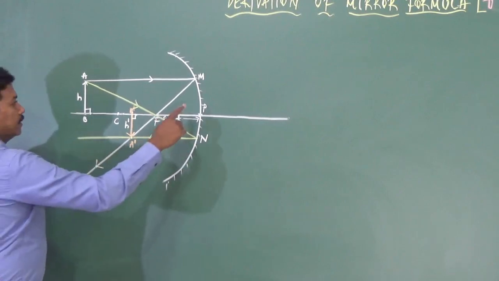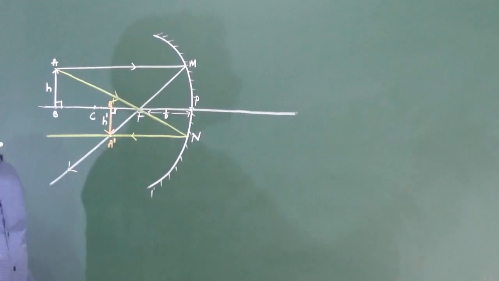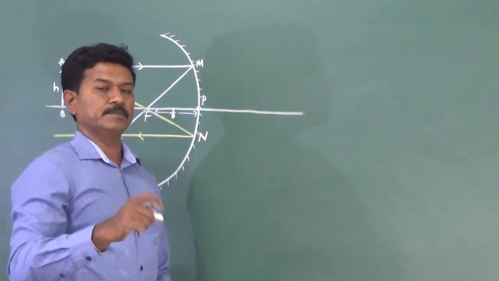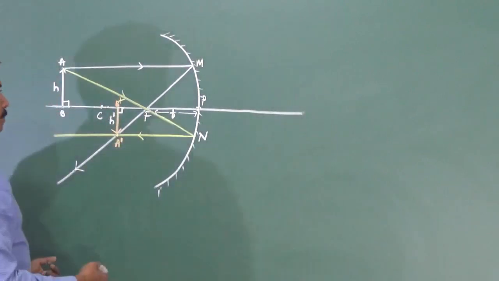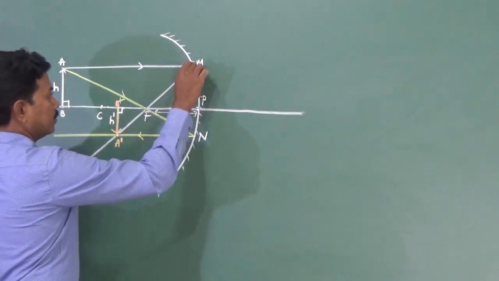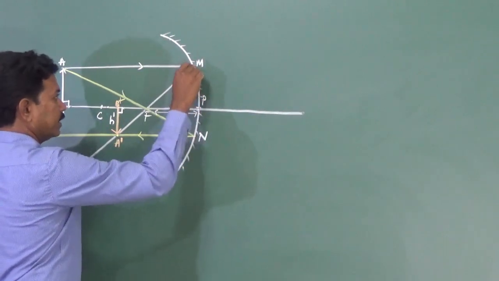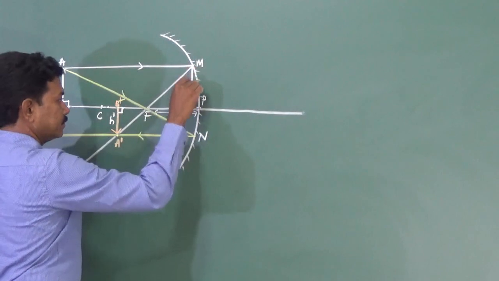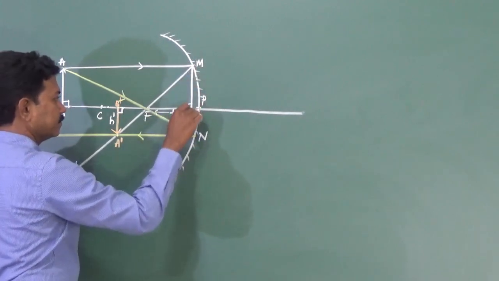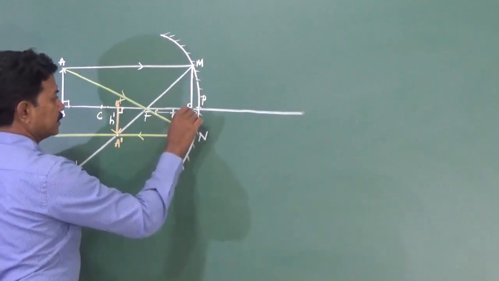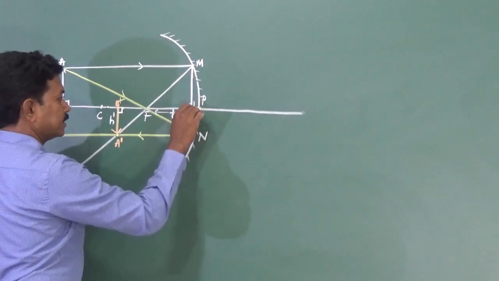Now here the mirror I have taken is a very small mirror with a very small aperture. That means a small mirror has very little aperture. So as the aperture of the mirror is very small, the point M coincides with point P. Therefore I will draw a line here. This is perpendicular to the principal axis, so I can take this point P as point P itself.